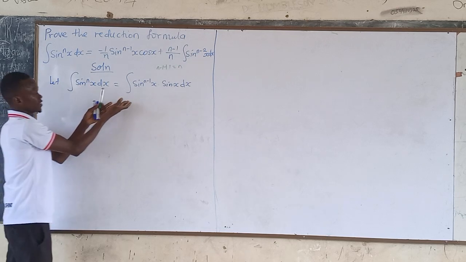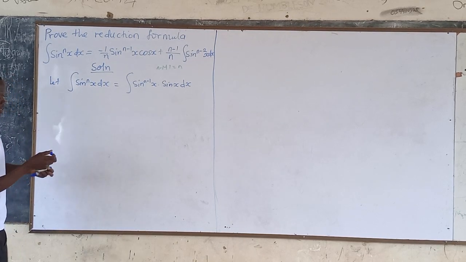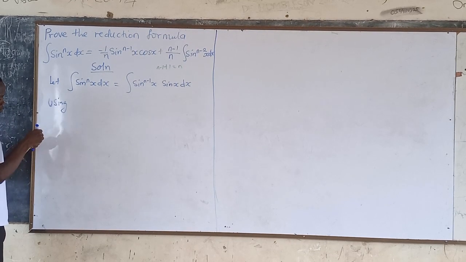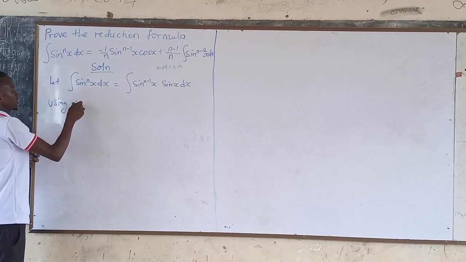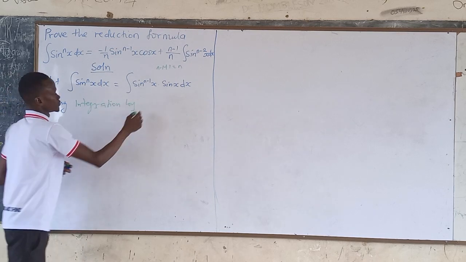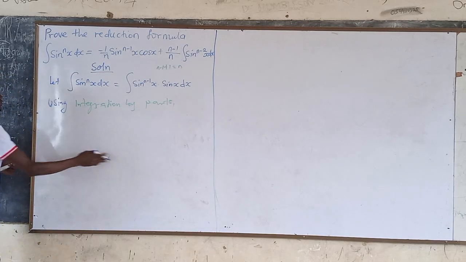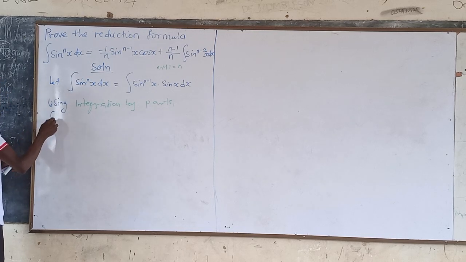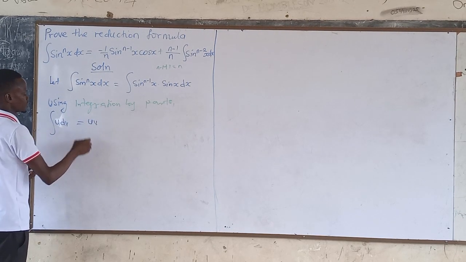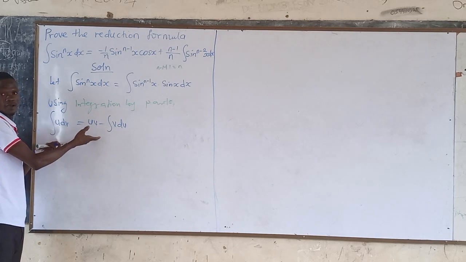And now, we will take this particular side and then apply the integration by parts formula to evaluate it. And so we say that using integration by parts, we have the integral of u dv to be equal to u times v minus the integral of v du. So this is the integration by parts formula.